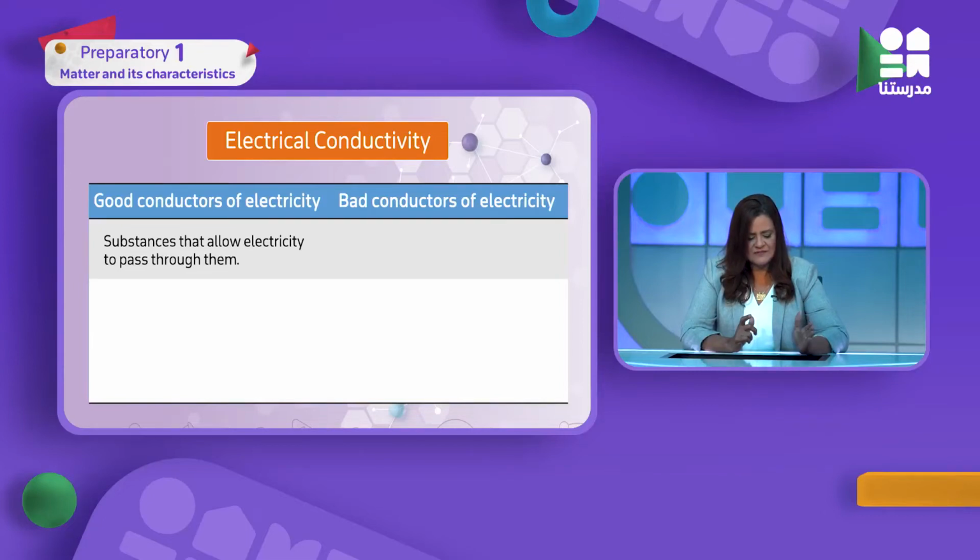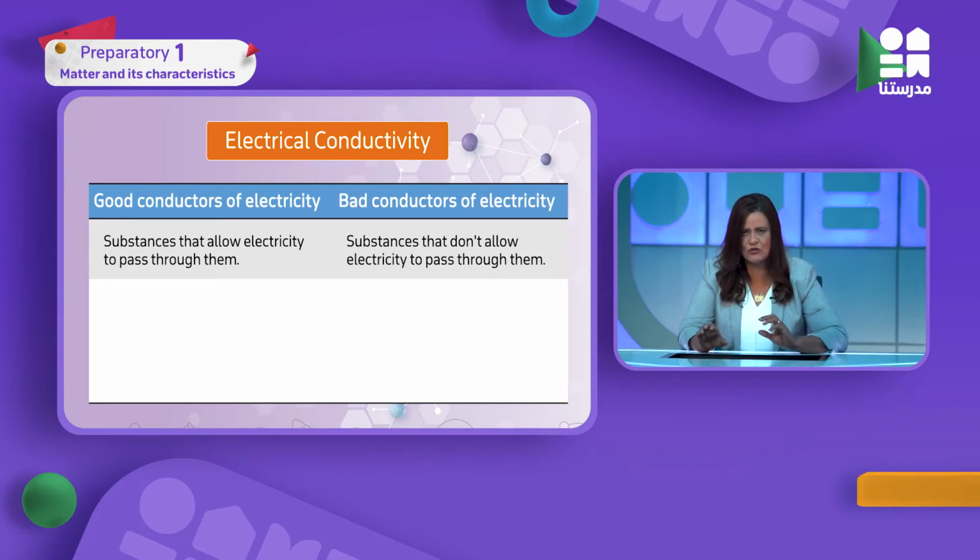Many substances around us, metals and other substances like gases and liquids: does it conduct electricity or doesn't it? Let us see. Some substances are good conductors of electricity and others are bad conductors. By good conductor I mean it allows electricity to pass through it. A bad conductor doesn't allow electricity to pass through it. Like what?